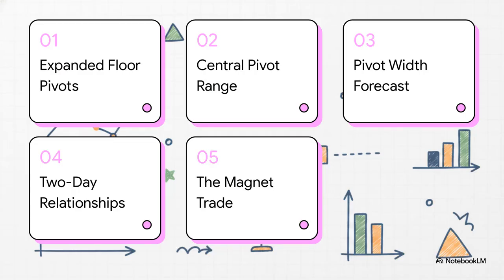So here's our roadmap for today's explainer. First, we'll hit the expanded floor pivots. Then, we'll look at the central pivot range, followed by pivot width forecasting, two-day pivot relationships, and finally, we'll wrap up with executing the magnet trade.